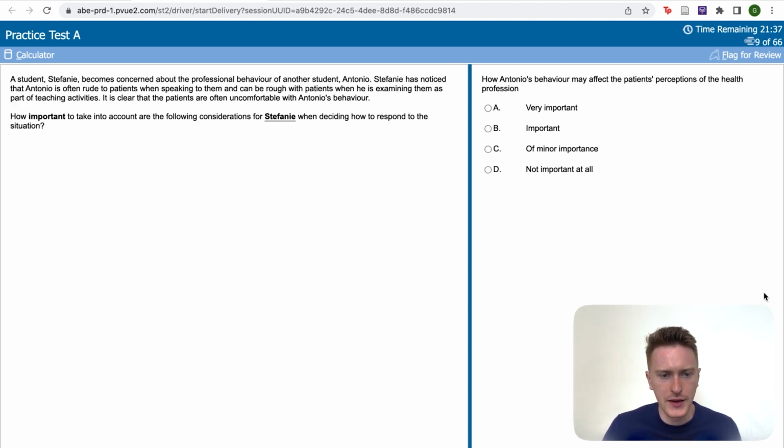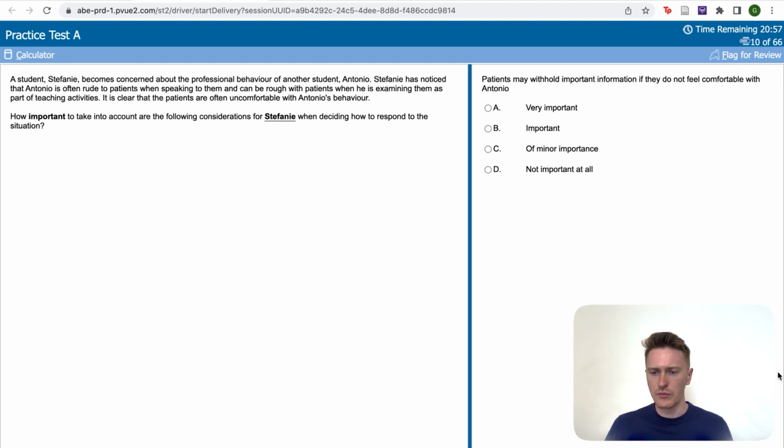Okay, fine, we're on a different thing. Stephanie becomes concerned about the professional behavior. She's noticed that he's rude when examining them. It's clear that the patients are uncomfortable. How his behavior may affect the patient's perceptions of the healthcare profession. Now, that's either B or A. It's an important consideration that you can't degrade the healthcare profession, so therefore it's B or A. I don't think it's very important though, because that is a wider consideration. It's not the patients right in front of you. It's talking about the future healthcare profession and their interactions. So I think it's going to be important rather than very important.